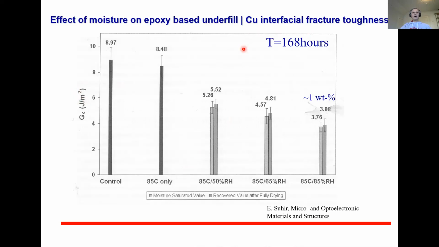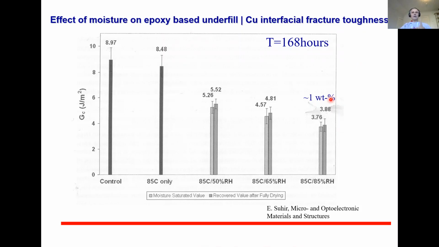And again, we have the same exposure time, 7 days. Control sample, new sample, only temperature, no major change. At 85 degrees and 50% relative humidity, already a significant decrease, and when you increase the relative humidity even more. This corresponds to roughly 1 weight % of moisture content. Okay, that's one thing: when you put moisture in, you decrease the adhesion between copper and epoxy.